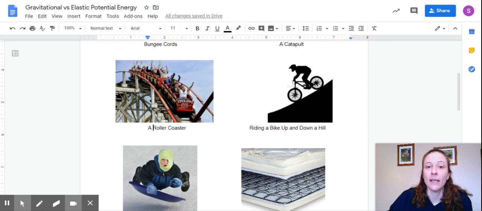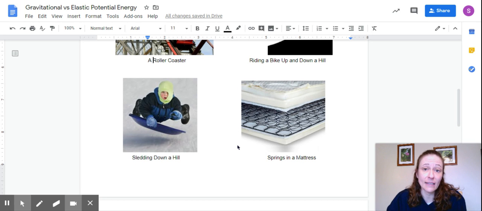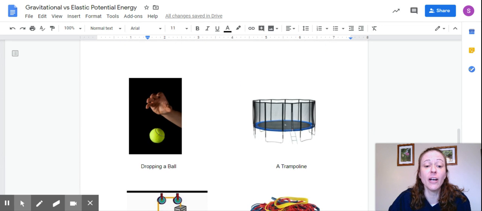Okay, now this individual who is almost falling off their sled as they are sliding down the hill. Okay, so they are going down a hill, which is also considered gravitational potential energy. Then you have over here a mattress. Now you can see the springs inside the mattress. And when you lie down on the mattress, you kind of compress those springs down. That is a form of elastic potential energy. Okay, let's scroll down a little bit farther.